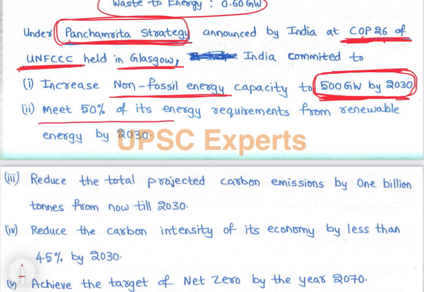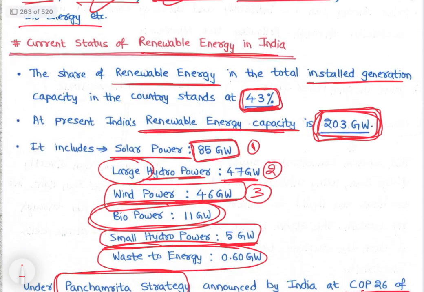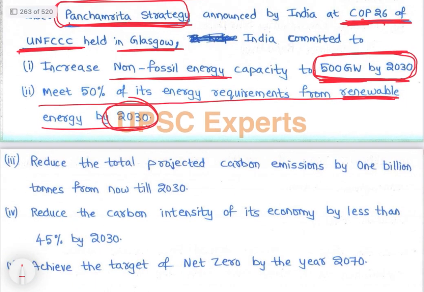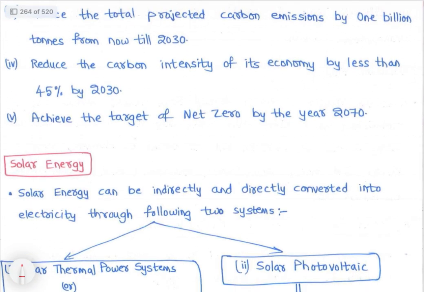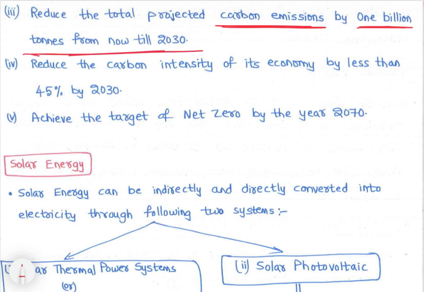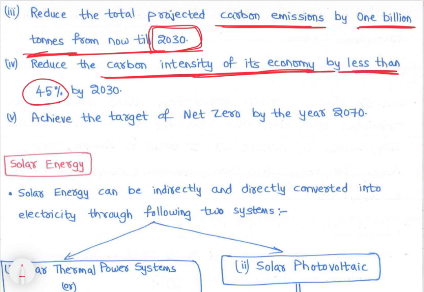Then, meet 50% of its energy requirements from renewable energy by 2030. Right now we have 43% of our energy requirements from renewable energy, so that needs to increase to 50% by 2030. Then reduce the total projected carbon emissions by 1 billion tons from now till 2030. Then reduce the carbon intensity of its economy by 45% by 2030.